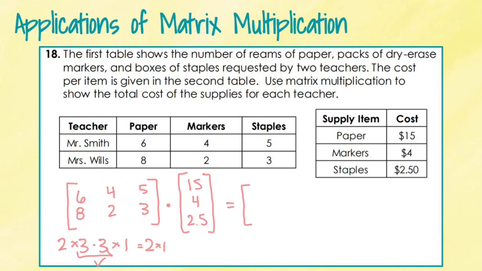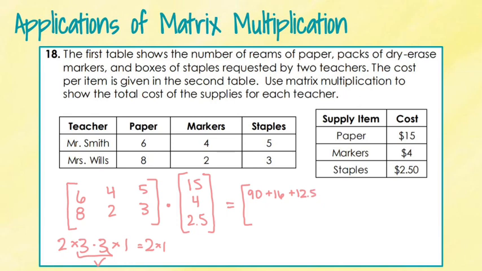So to find row 1, column 1, we multiply the first row times the first column. So this is exactly what we talked about doing. We're taking the amount of paper that Mr. Smith bought times the price of paper. So 6 times 15 is 90. Then we're taking the number of markers he bought times the price of markers and adding that to the price of paper. He bought 5 packs of staples at $2.50 each. That is a cost of $12.50, and we will add that to the other costs that he has.